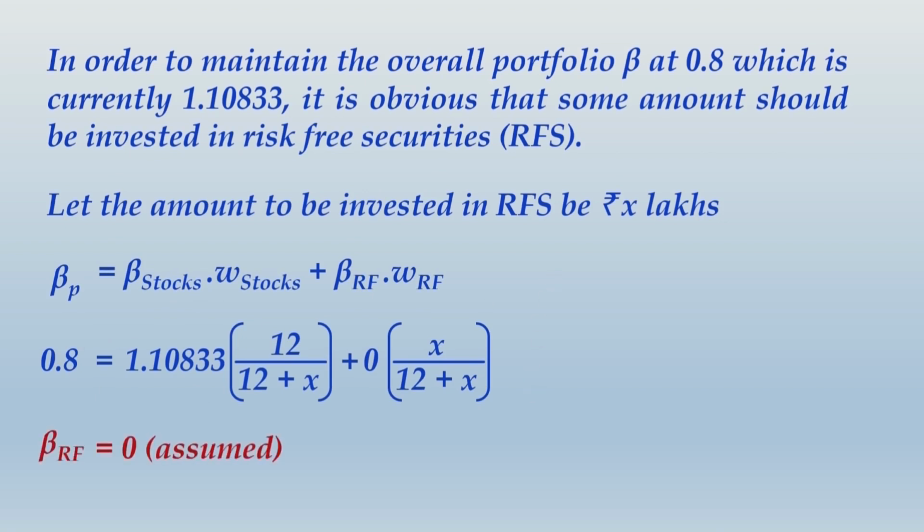Let us write that assumption also, that beta of risk-free security has been assumed to be 0. So always, in absence of information, you will always consider the beta of risk-free securities as 0. Before we solve this equation and go ahead, please write up this content and then only I'll take you ahead.